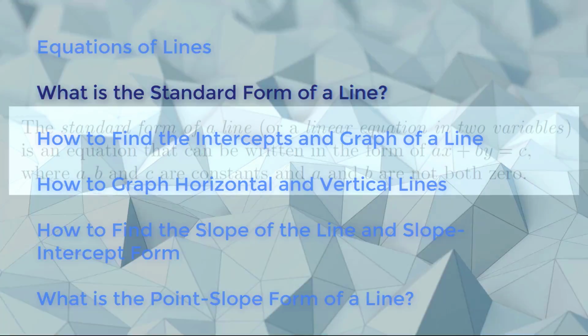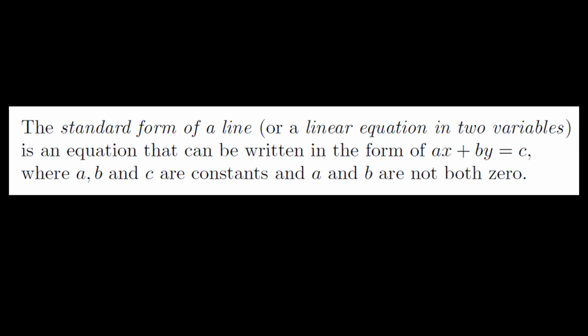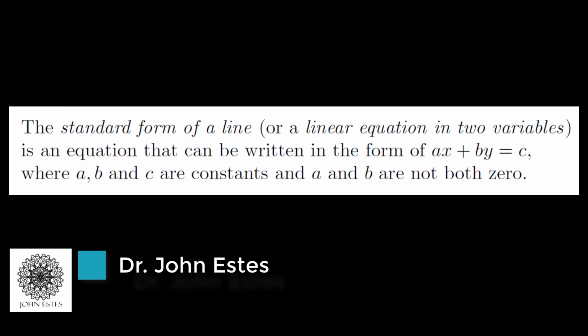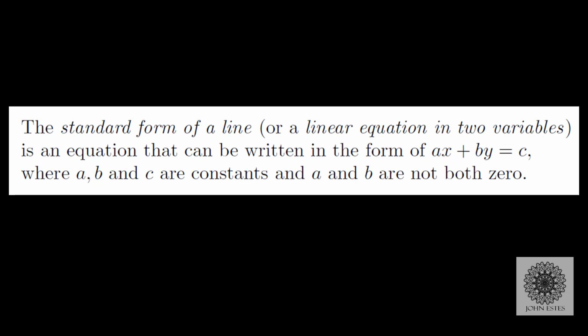Let's talk about the standard form of an equation of a line. First, I'm going to define that. We say the standard form of an equation of a line, another way of saying this is a linear equation in two variables. So here we have two variables, we'll call them x and y, is an equation that can be written in this form: ax plus by equals c.